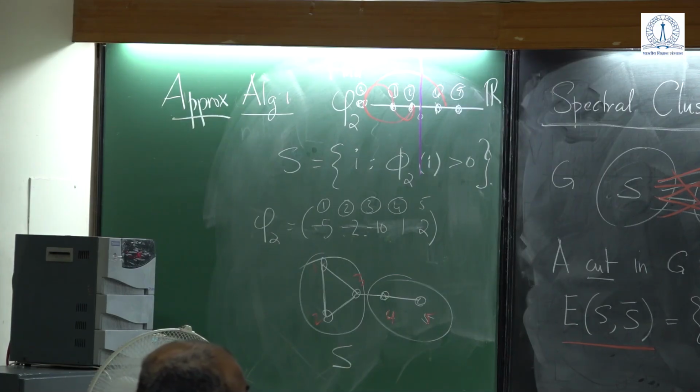So before I can give you the next algorithm, I'm going to define a new thing. I'm going to define a function that looks like the Rayleigh quotient, but it's not. It looks closer to this cut density.